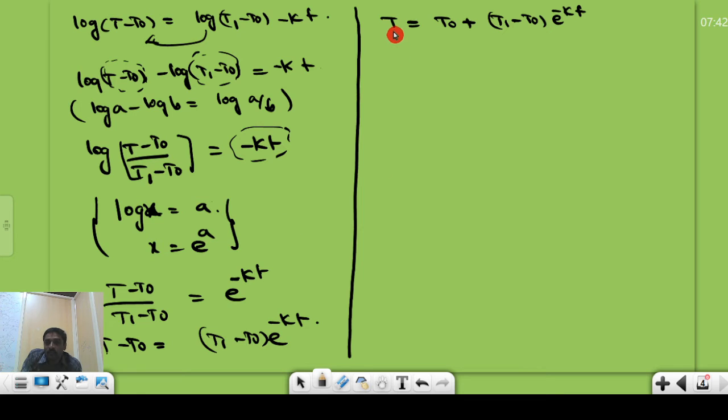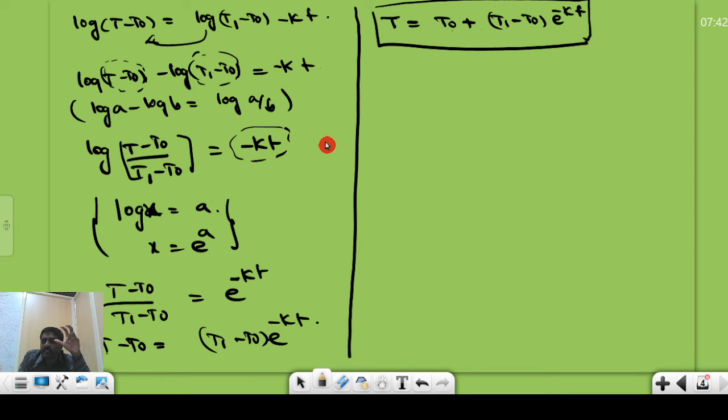That means the temperature of the hot body after a given instant of time, after time t has completed, the temperature of the hot body capital T is equal to t naught plus (t1 minus t naught) into e power minus kt. This is the final formula we get in Newton's law of cooling.